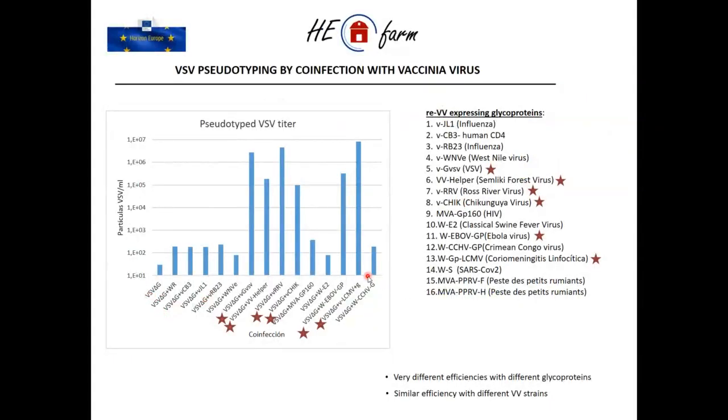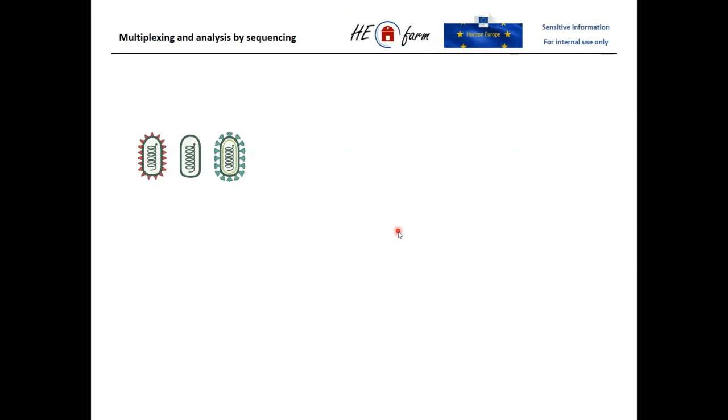We've done this with many glycoproteins that we had expressed in the vaccinia virus system, and you can see here that only the ones that have the star were able to give us good titers after pseudotyping VSV. And I'm showing you this to show you that the situations are very different with different glycoproteins. So this was the first indication that it was not going to be a universal, easy system to go on.